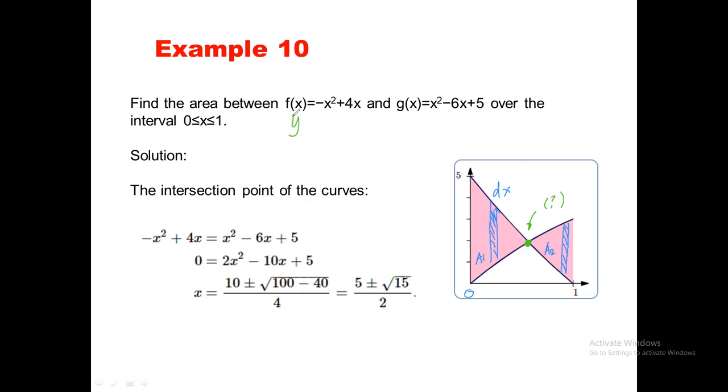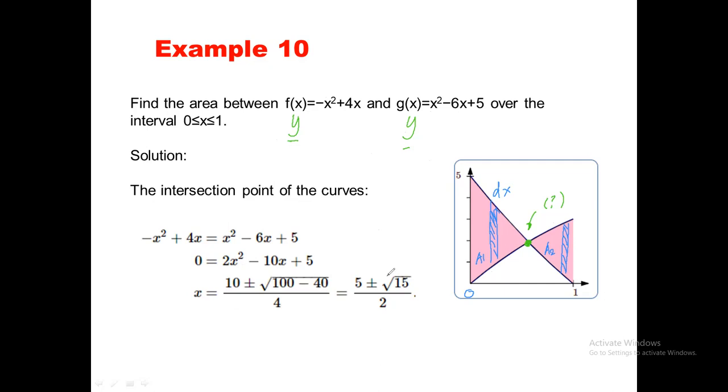So if this is y equal to negative x squared plus 4x, and this is y equal to x squared minus 6x plus 5, in their points of intersection, these two y has to be equal. Same thing with the x, the equivalent x for these two y. So you're just simply going to equate the two. And that's what you did here. You determine the corresponding value of the x.